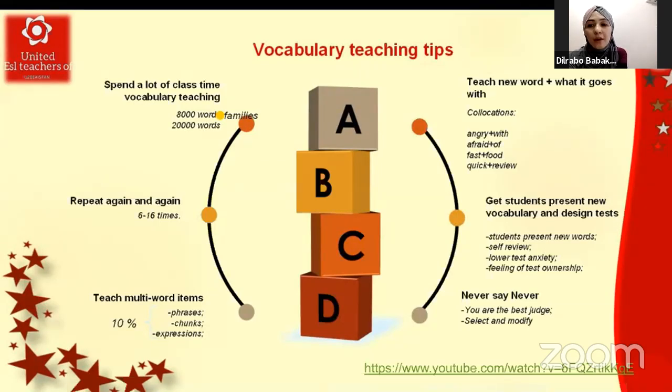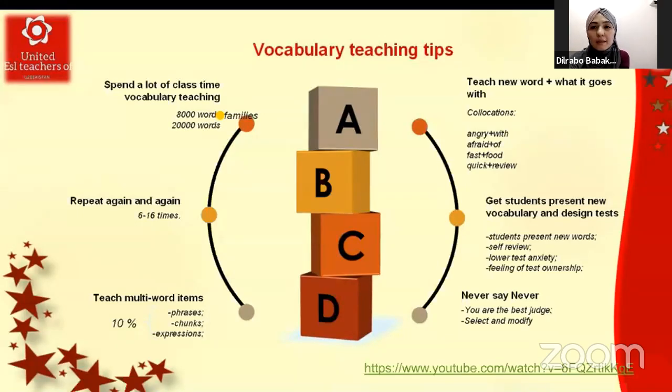You know what a word family is? A word family is, for example, the words which belong to the same group. For example, educate, education, and educated. So students should know about 5,000 of them. It means in total, they should be able to use 20,000 words in order to understand the text. That's why we have to allocate more time for teaching vocabulary.